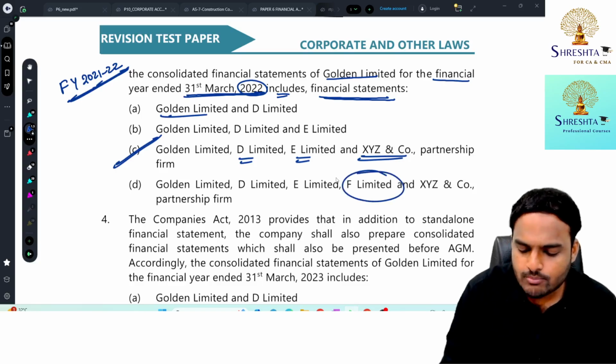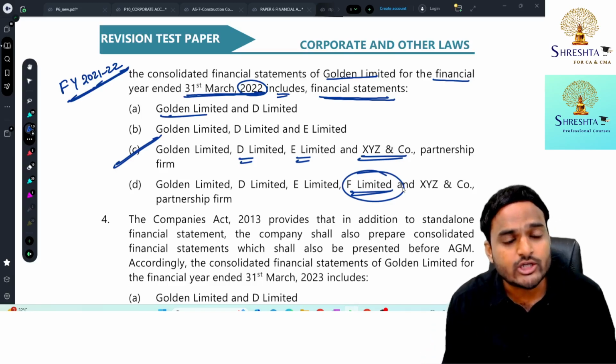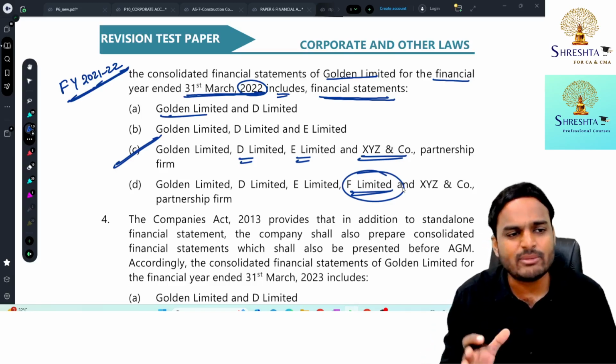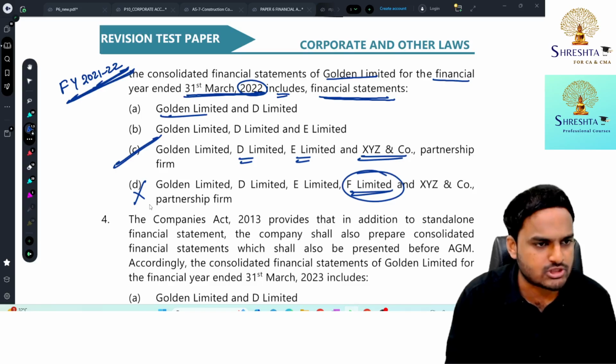F Limited is a wrong option. The reason is F Limited came in the financial year 2022-23. F Limited is not there in financial year 21-22. That's why D is a wrong option.